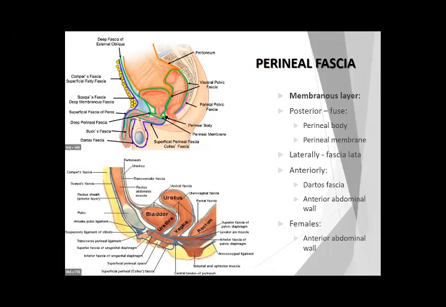Females में क्या होता है? Females में it is continuous posteriorly with the central tendon of the perineum, also called the perineal body, and the perineal membrane. This is the perineal membrane, and then it continues onto the anterior abdominal wall, deep to the fatty layer. On the anterior abdominal wall, it is continuous with the membranous layer of the anterior abdominal wall.